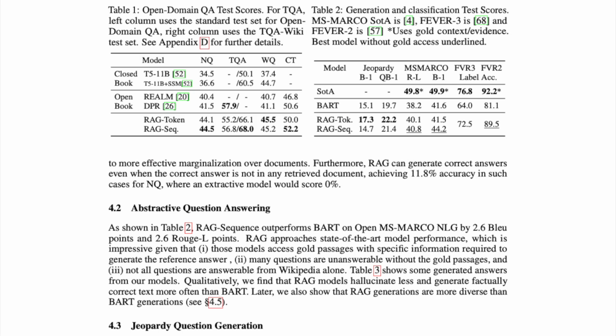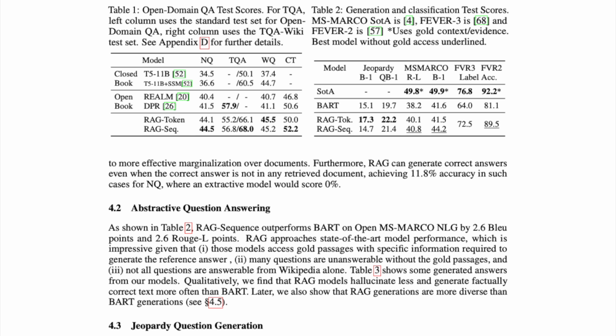Table 1: Open-Domain Test Scores. Left column uses the standard test set for Open-Domain QA. Right column uses the TQA-Wiki test set. See Appendix D for further details. Table 2: Generation and Classification Test Scores. MS-MARCO SotA is, FEVER-3 is, and FEVER-2 is. Uses gold context evidence. Best model without gold access underlined. This leads to more effective marginalization over documents.